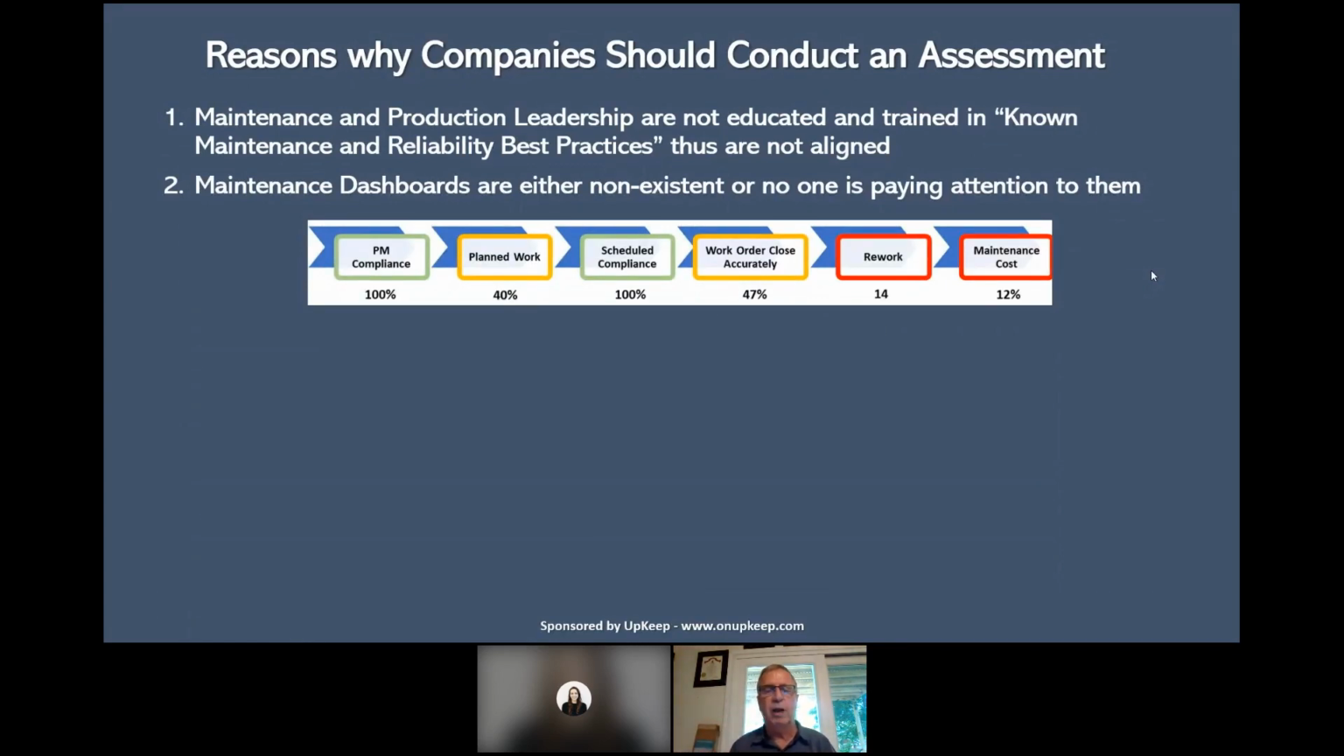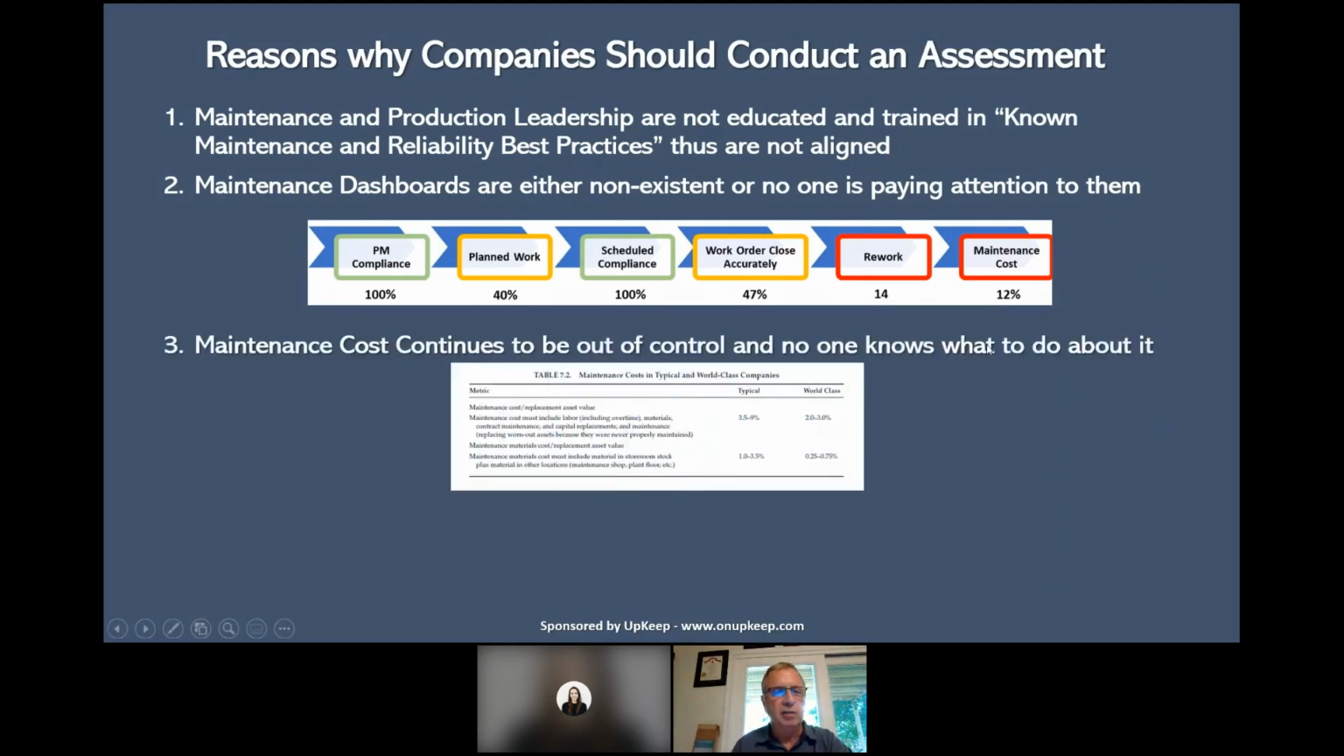Rework, maintenance rework. We have to go back and do the job again. It's 14. Maintenance cost 12%, and that's as a percent of replacement asset value. So maintenance cost continues to be out of control, but no one knows what to do about it. This is probably a good reason why you may need to do an assessment, and we're going to do one today.